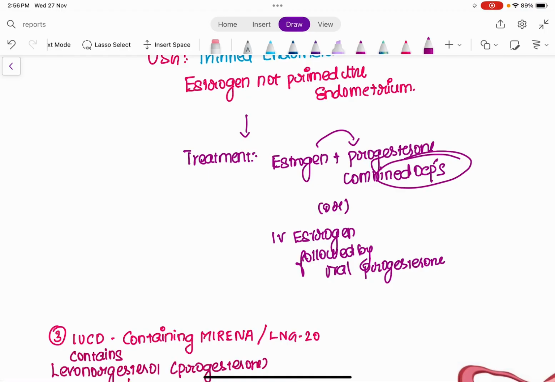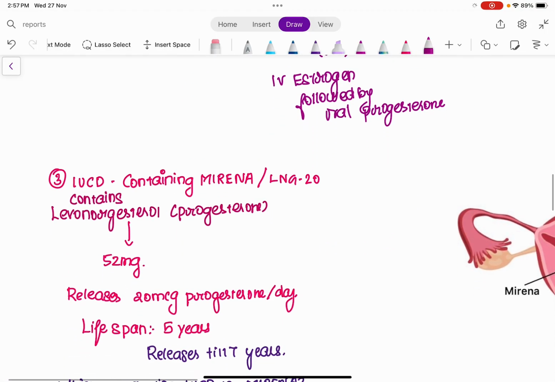So this is all about the hormonal management. The first management was oral contraceptive pills, OCPs. So this can be given either as only progesterone or as a combination of estrogen plus progesterone. Clear? Yes.